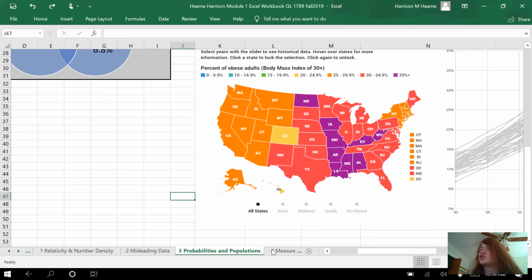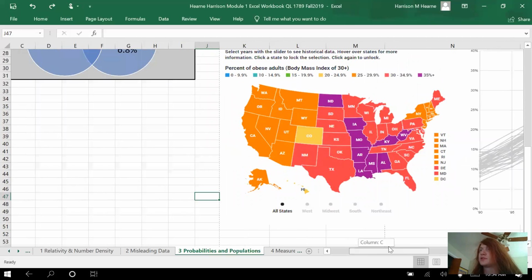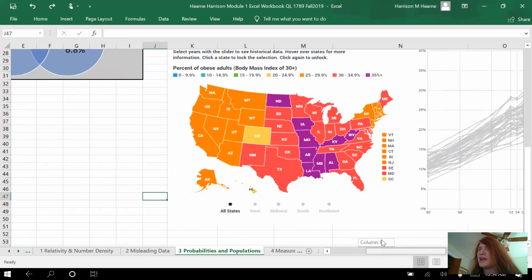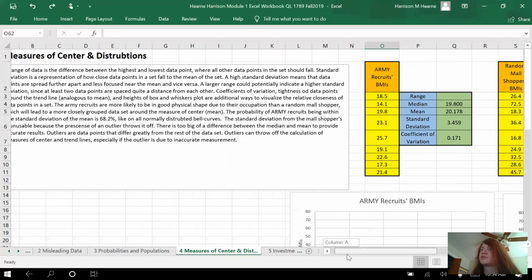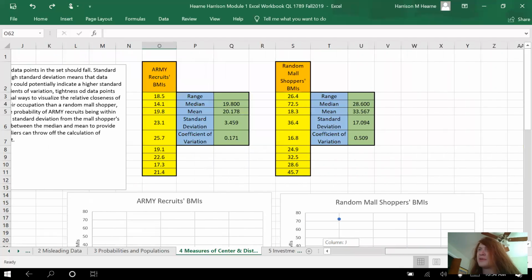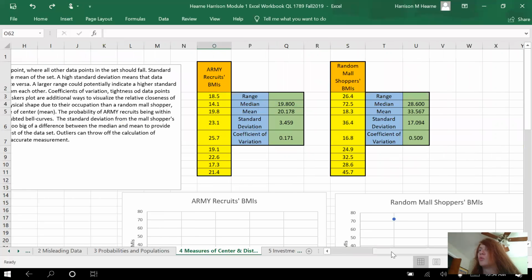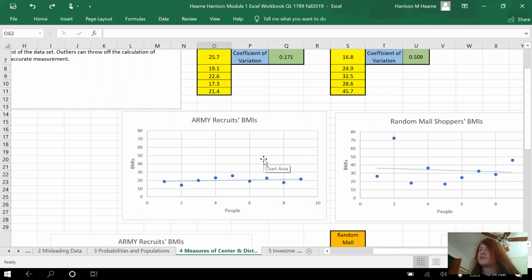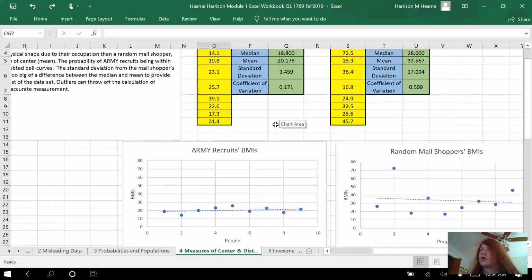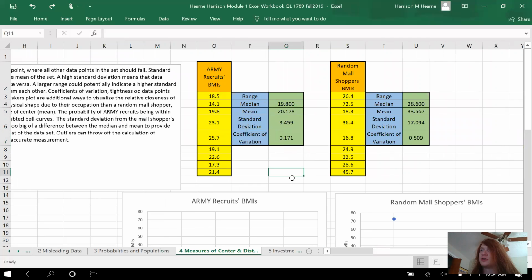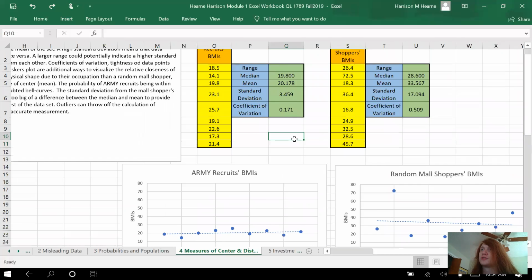The next scenario that we're going to be looking at, because I believe that we have covered everything here, is the measures of center and distributions. So that's a big, long, fancy way of basically talking about how data is normalized throughout a set. So the measures of center are these numbers here. These numbers or these terms are collectively called the measures of center.